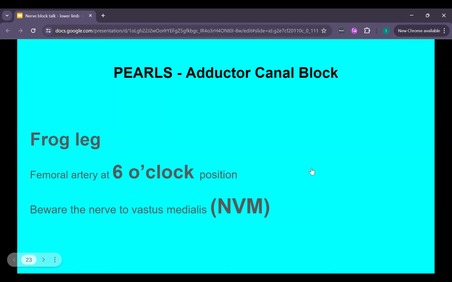And always be aware of the nerve to vastus medialis. It is difficult to see, but it has been an issue in the past where it has been accidentally transected, and that can lead to medial quadriceps weakening over time. The way to avoid that is by going through the sartorius muscle at a relatively steeper angle if you can't appreciate the nerve to vastus medialis on the scanning.